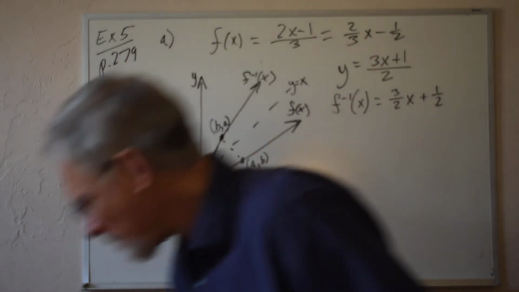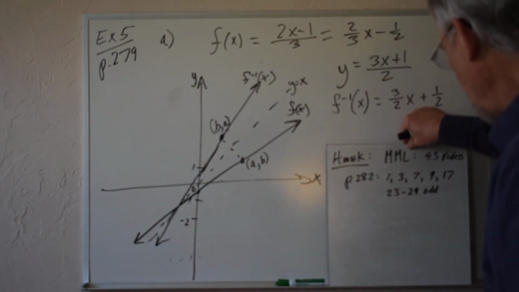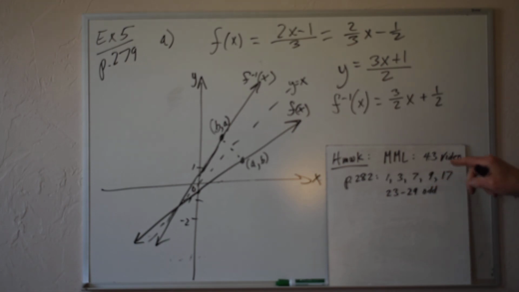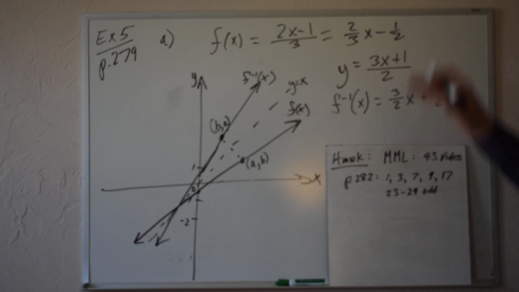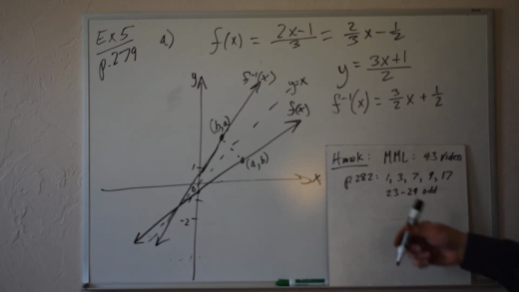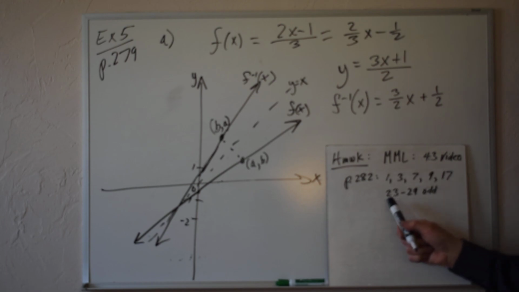For homework, first, finish looking at these concepts in MML. Go to the assignment 4.3 video, and there's just one animation in there, or a video. It's pretty good. Shows you a lot of this graphical stuff. And then on page 282, 1, 3, 7, 9, 17, 23 through 29 odd.